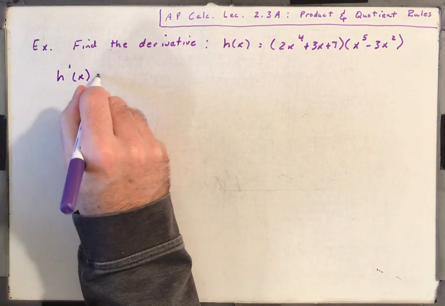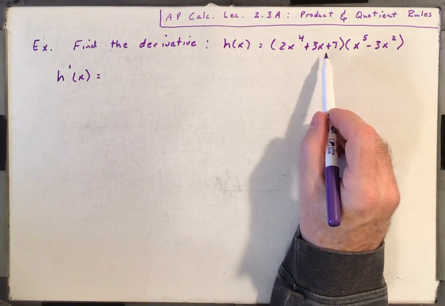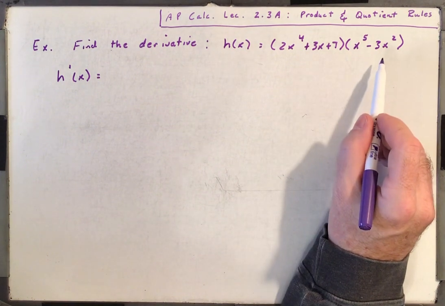So you would have to multiply. If you didn't know the product rule, you'd have to multiply all that out. So you'd have 6 terms, and what if you made a mistake in the multiplication? Then you're going to get the derivative wrong.